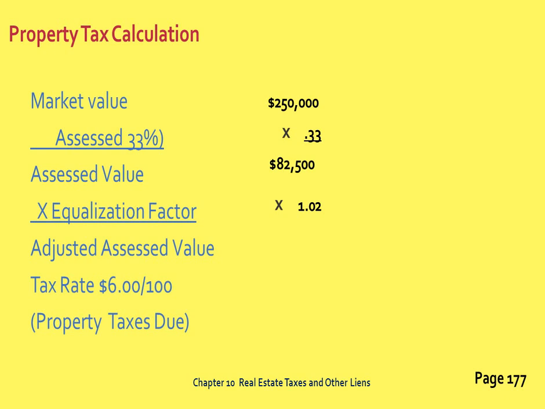If we divide it by 100, multiply by 6, the property taxes due would be $5,049. So we take the adjusted assessed value after we multiply the equalization factor, divide by 100, multiply by $6 per 100, and our tax bill is $5,049.